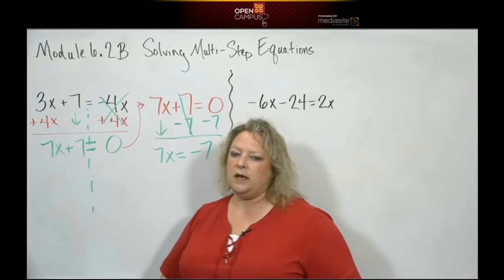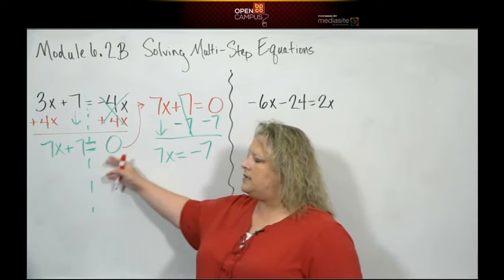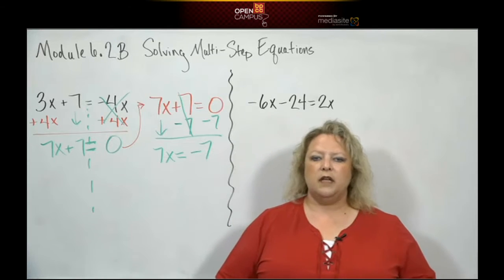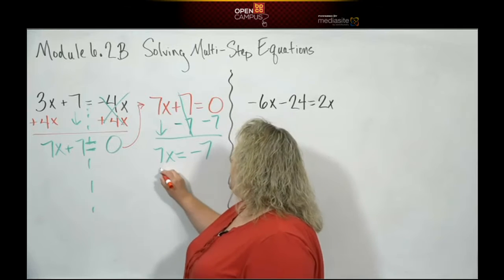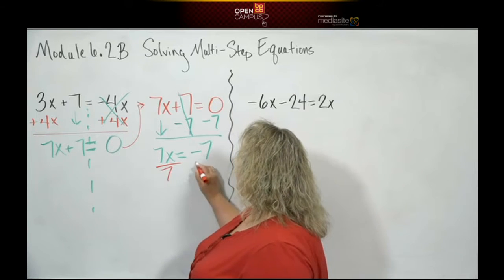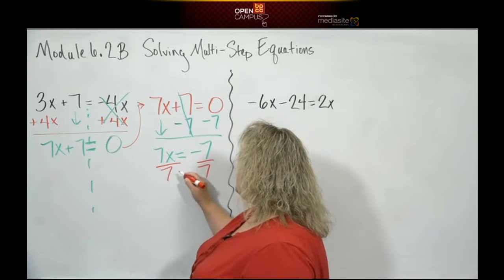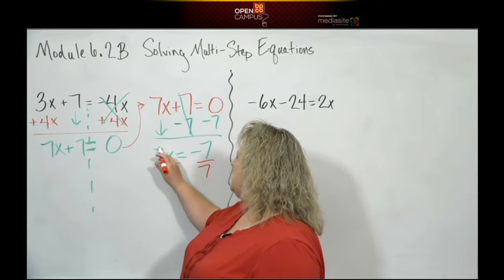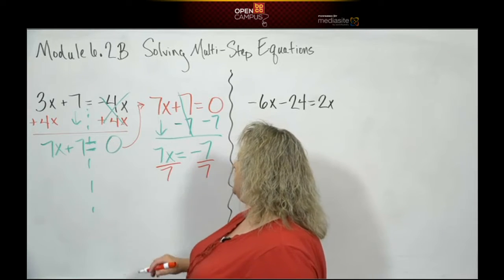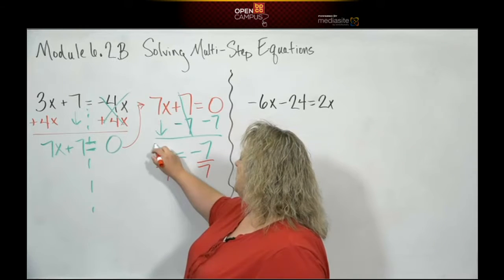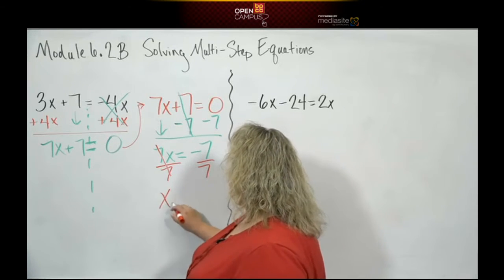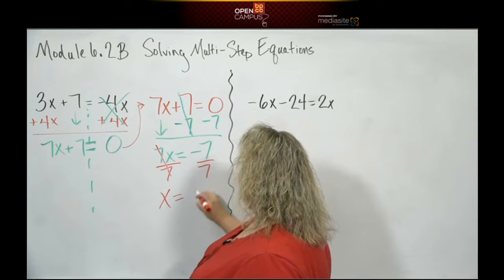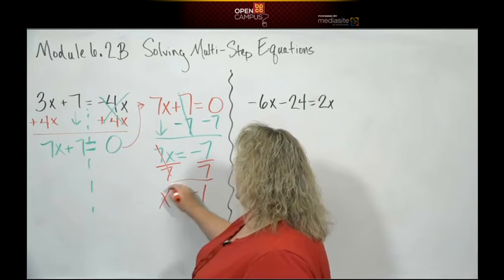Now I have one step left. Obviously, this takes 3 steps versus the previous slide, which only took 2. But that's okay. As long as we can uncover this variable, our last step here is to get rid of the 7 in front of the x, the coefficient. And I do that by doing division. So when I divide that out, I get 1. So that gives me x is equal to a negative divided by a positive is a negative, so I get negative 1.